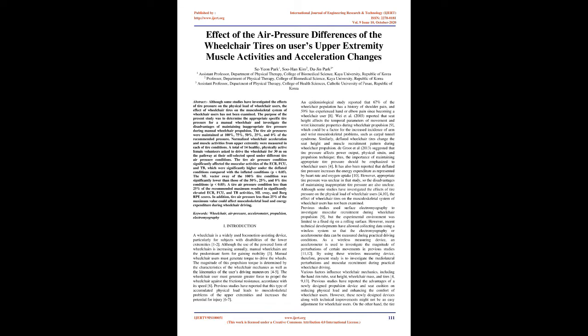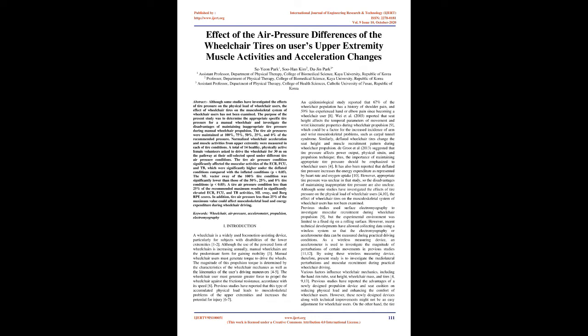tire conditions, p < 0.05. A tire air pressure condition less than 25% of the recommended maximum resulted in significantly elevated ECR, FCU, and TB activities, ML sway, and Borg RPE scores. In addition, tire air pressure less than 25% of the maximum value could affect musculoskeletal load and energy expenditure during wheelchair driving. Keywords: wheelchair, air pressure, accelerometer, propulsion, electromyography.